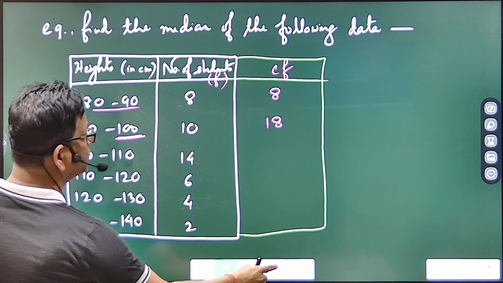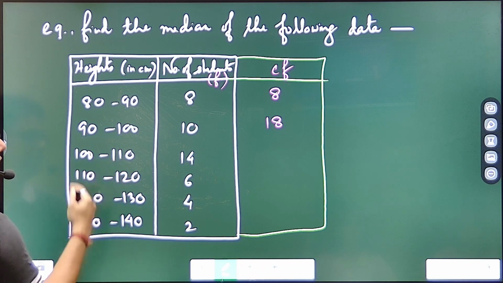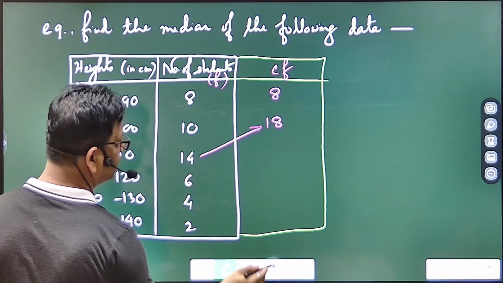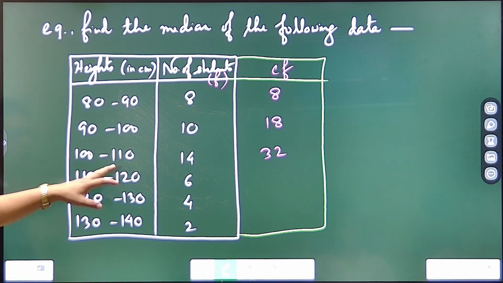Could you understand? Now when I have to find the cumulative frequency for 100 to 110, we just have to add it diagonally like this. So 14 plus 18, it is 32. What does it mean? It means the number of students having height up to 110 centimeter.